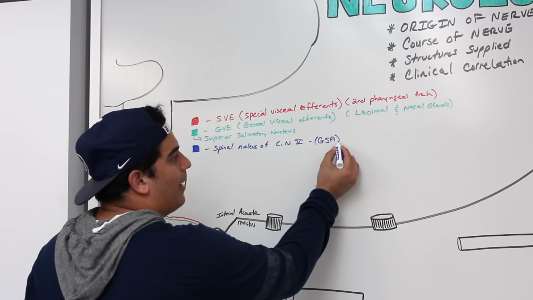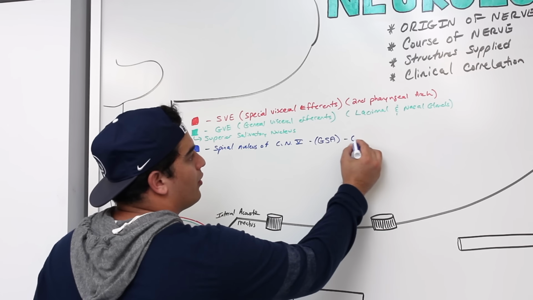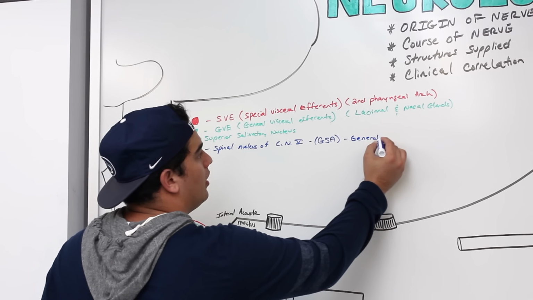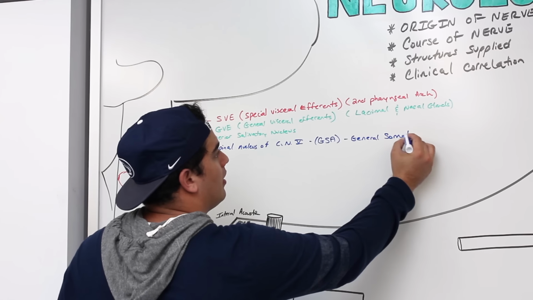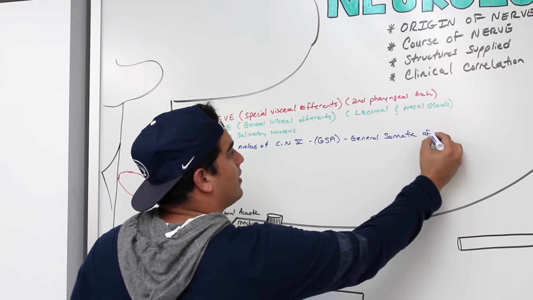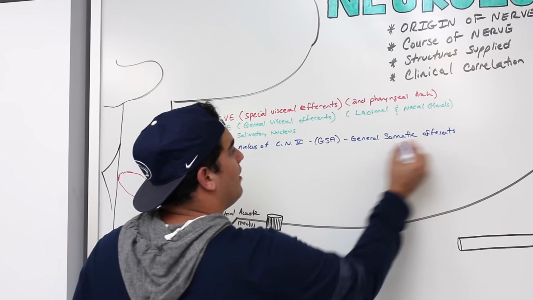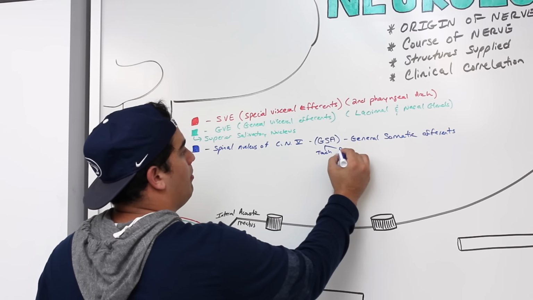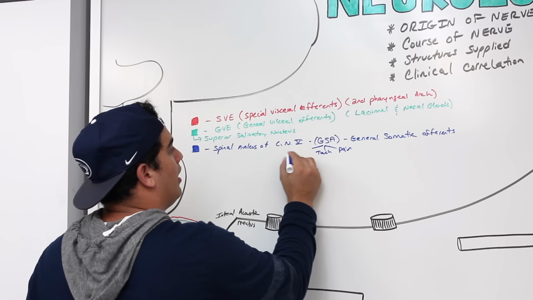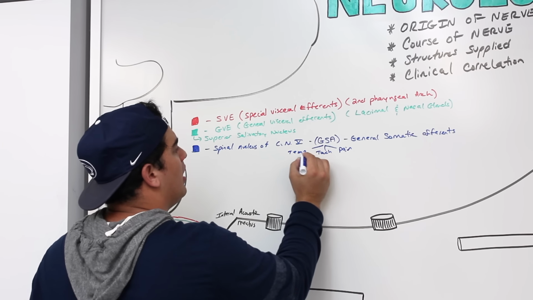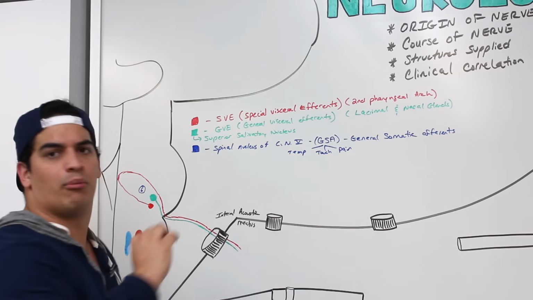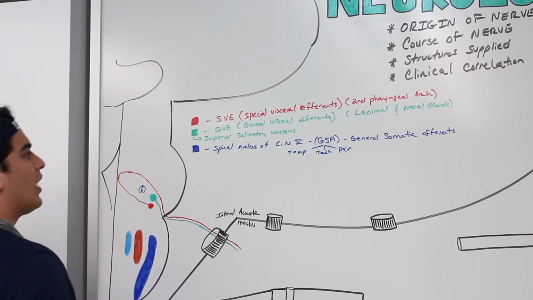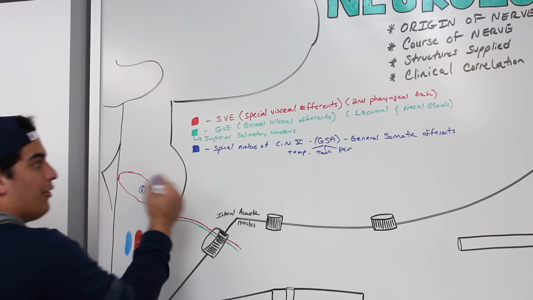The GSA fibers stand for general somatic afferents. And these are specifically for touch, pain, temperature, and a little bit of proprioception and even pressure. Okay? So that's this one. We'll talk about how those feed in.